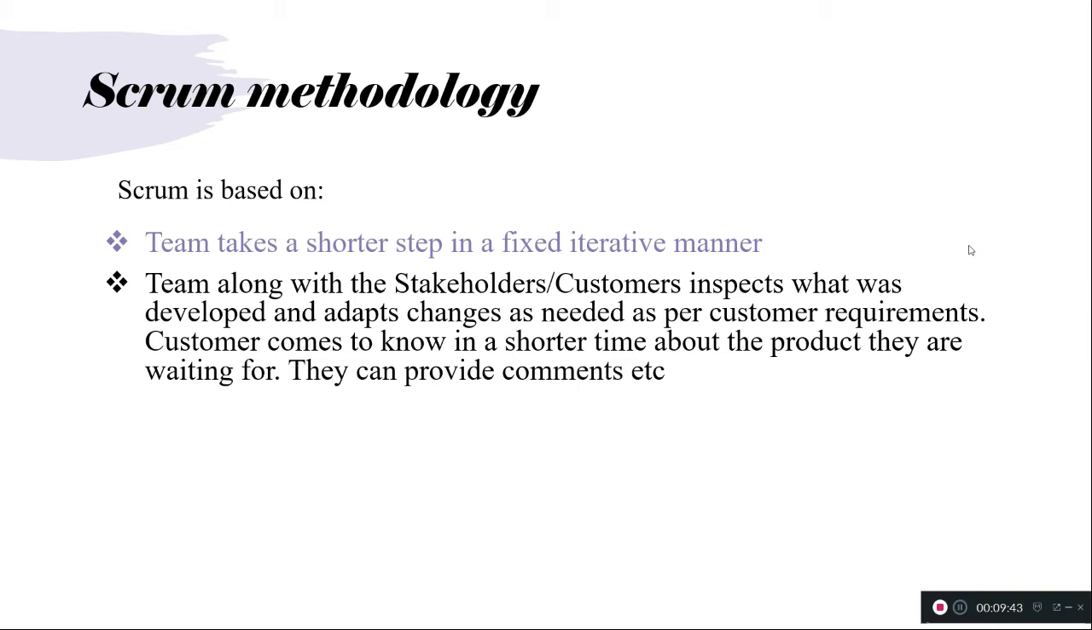Here the team, along with stakeholders and the customer, inspects what was developed and adapts changes as needed as per customer requirements. The team gels with stakeholders and the customer, and they work together on what needs to be developed and what is delivered, in the planning meeting. This is one advantage in Scrum. The customer comes to know in a shorter time about the product they are waiting for, so they can provide comments immediately.